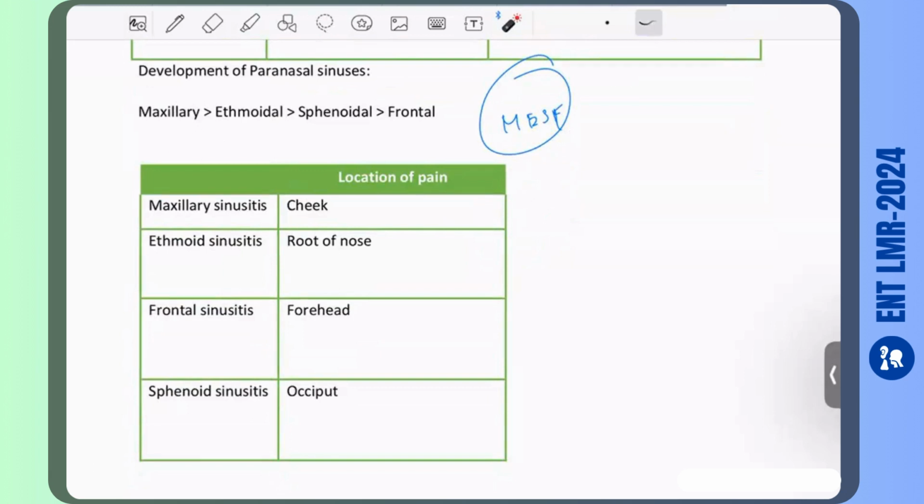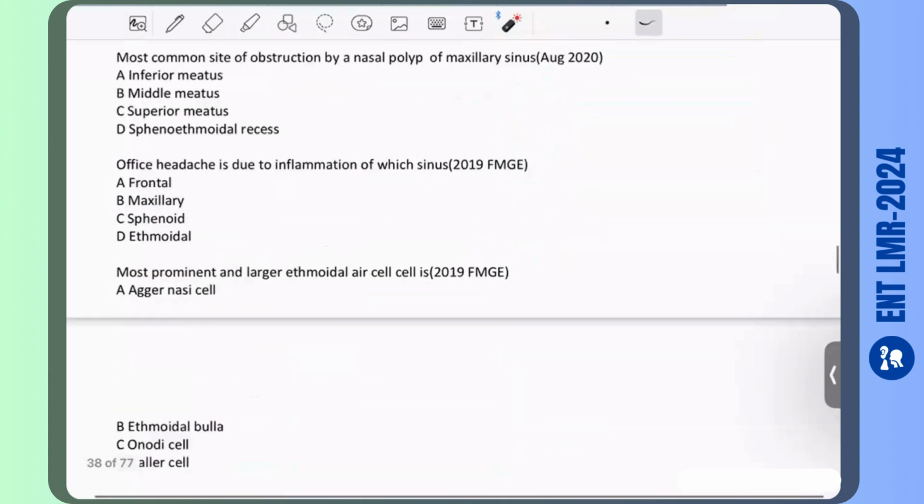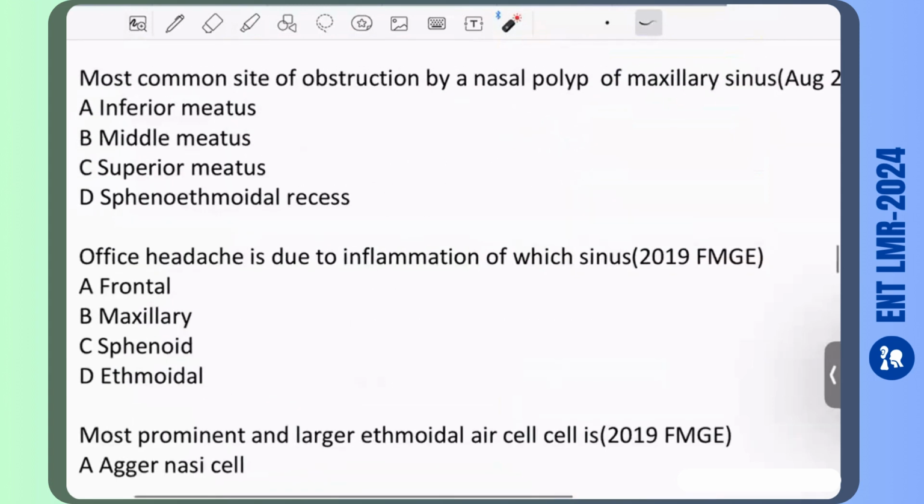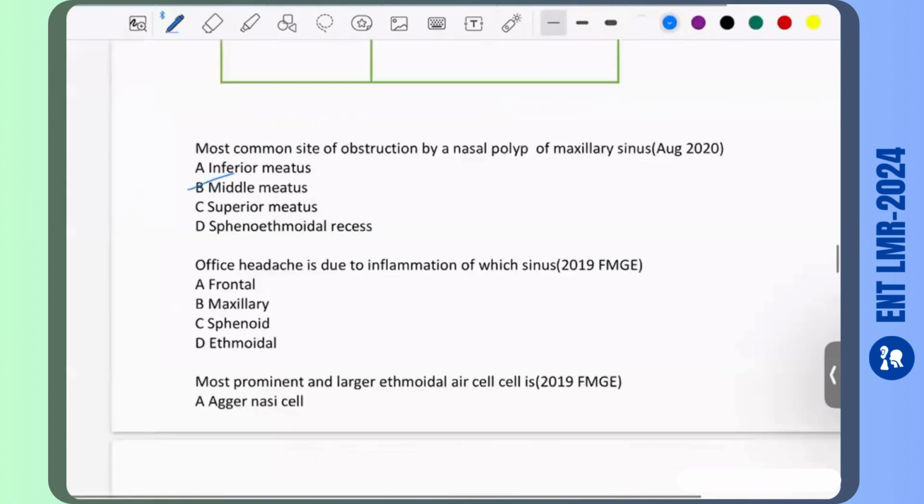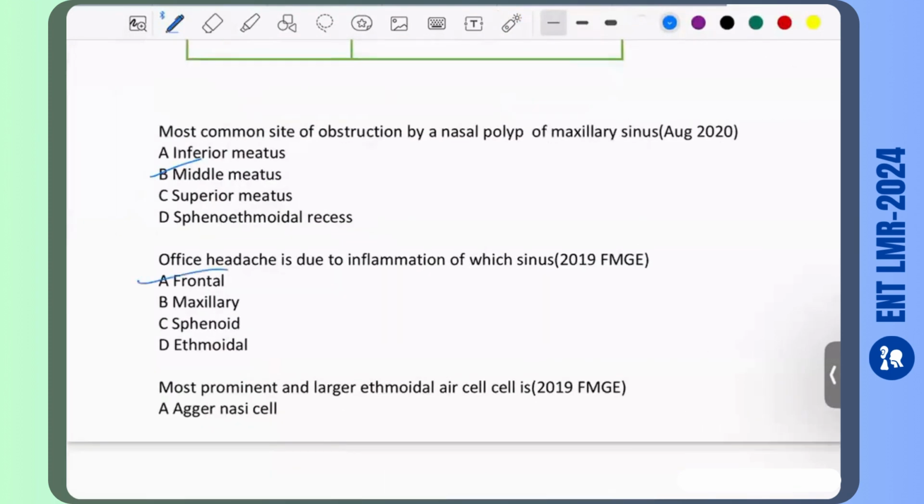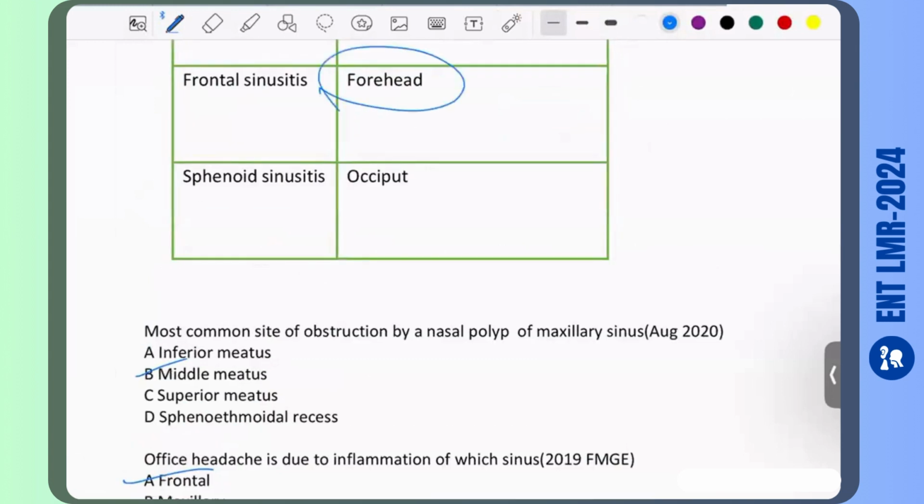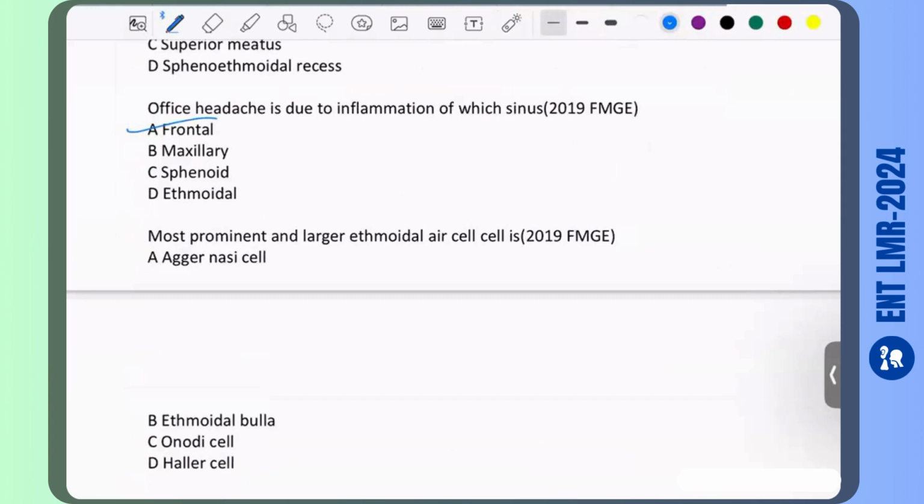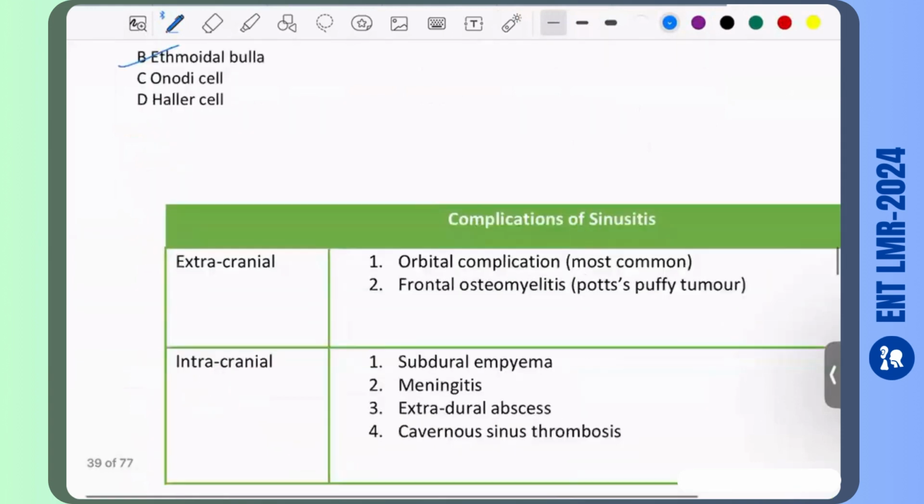Here, a few questions from this chapter. Most common site of obstruction by nasal polyp, maxillary sinuses. So whatever question like this they may ask, the first answer you should give is middle meatus. Office headache is due to inflammation of which sinus? Frontal sinus. So pain over the forehead, it looks like an office headache. The most prominent and larger ethmoidal air cell is ethmoidal bulla or bulla ethmoidalis. Both are same. Okay. Very important questions.